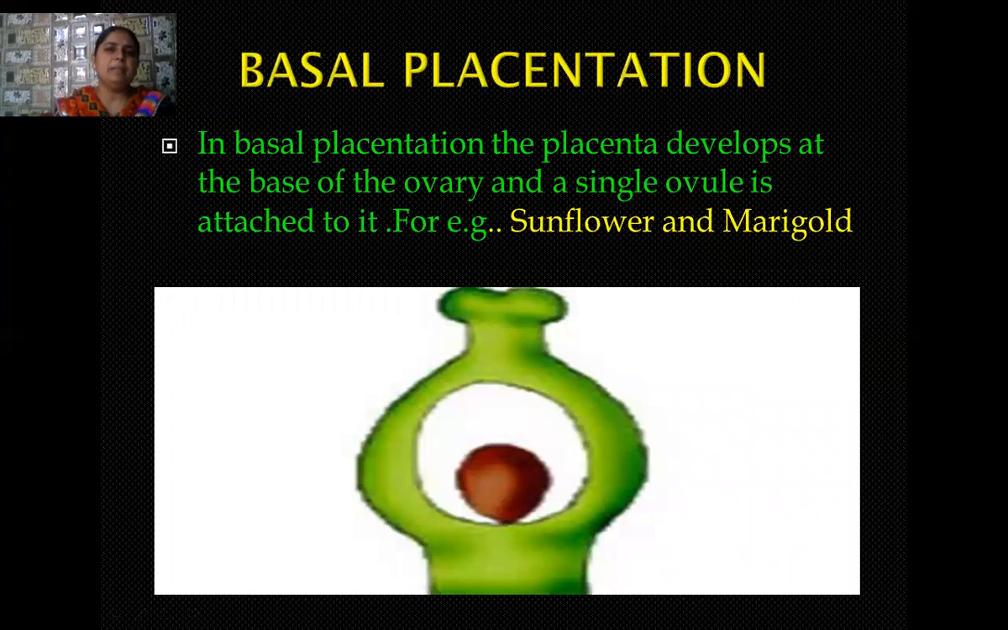Okay, student, basal placentation. Basal placentation is a type of placentation where the placenta develops at the base of the ovary. This placenta later has one ovule attached to it. See here, this is the ovule. It is attached at the base of the placenta, and the placenta itself develops at the base of the ovary. This type of placentation is found in sunflower and marigold.